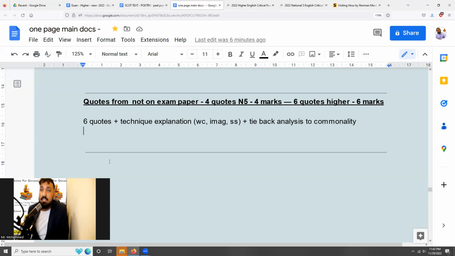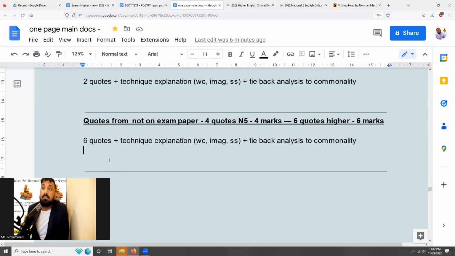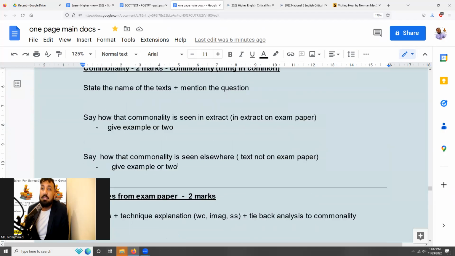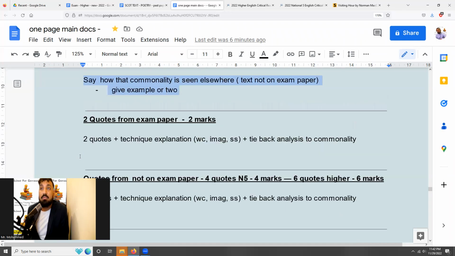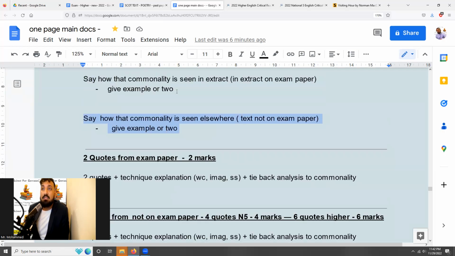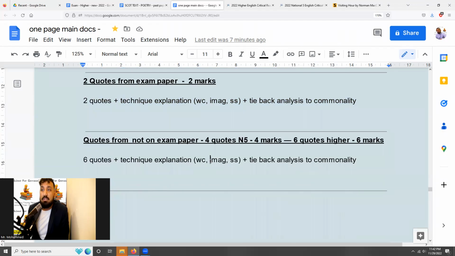And the way you analyze them is the exact same as the way you analyzed the first 2. You just connect them to the second commonality, to what you said about the second text. Make sense? You say something about the first text up here, you connect your first 2 quotes to that. You say something about what's on the exam paper up here, you connect your first 2 quotes from the exam paper to that. You say something about what's not on the exam paper here, and then you connect your 6 or 4 quotes, which you memorized, to that.